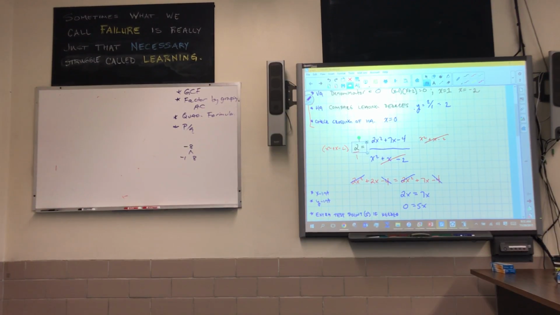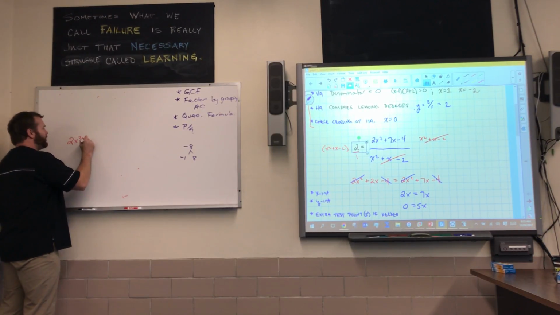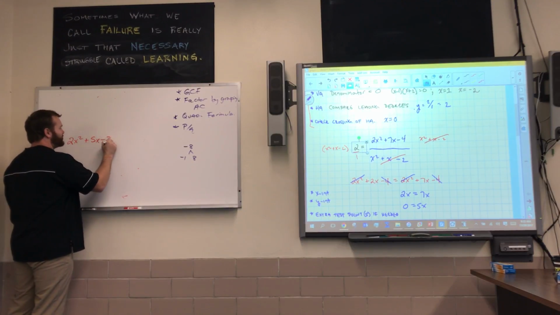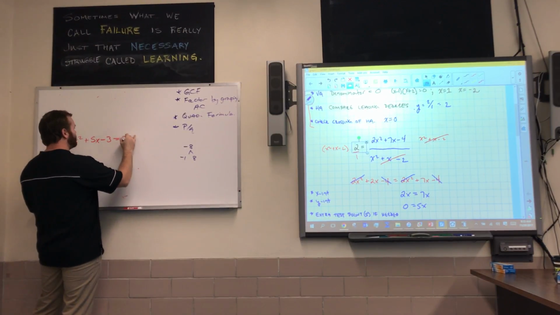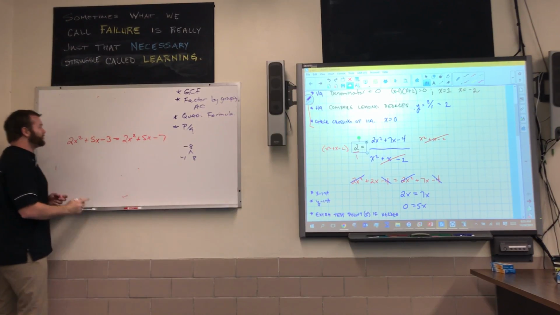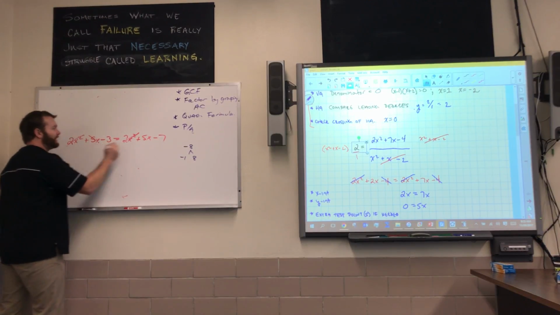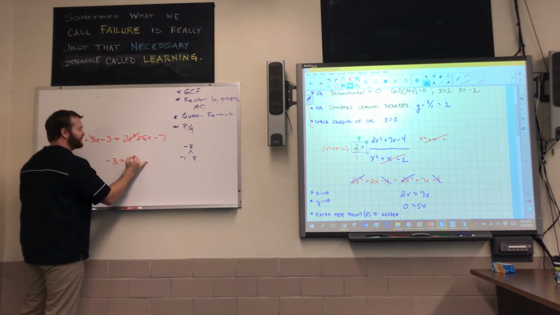Now, as you go through, that's not always going to be the case. You might get down to an equation where everything cancels out. Let me give you an example here. Let's go 2x squared plus 5x minus 3, and on the other side, you would have 2x squared plus 5x minus 7. What's going to happen to my 2x squares? Cancel. What's going to happen to your 5x's? Cancel. And you're going to be left with negative 3 equals negative 7.